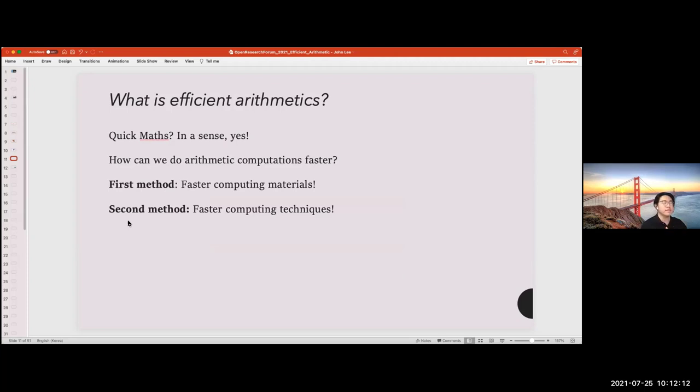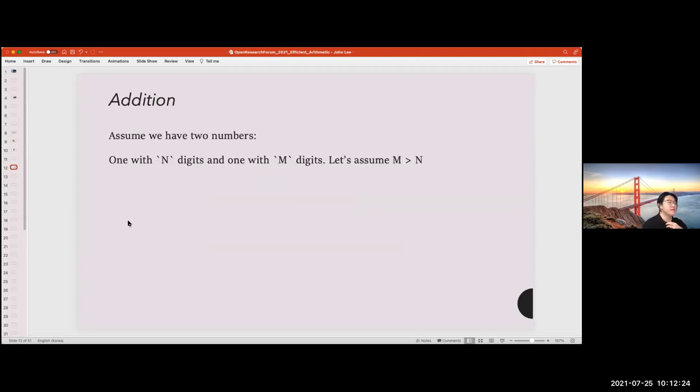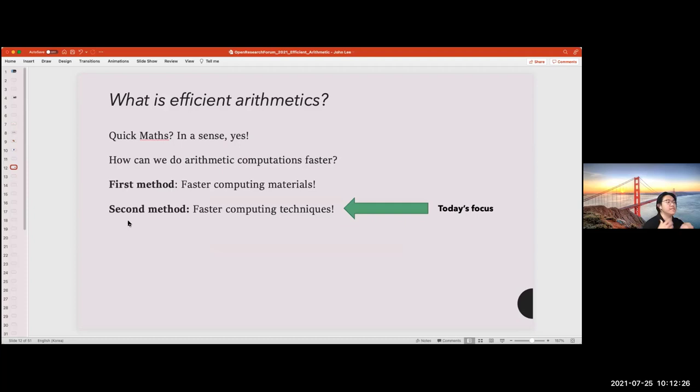This is related to technology, but the second method is faster computing techniques. Faster computing techniques is today's focus and what I'll be focusing on in this seminar. When I say faster computing techniques, I mean faster computing algorithms: how can we add numbers in a quicker way, and how can we multiply numbers in a quicker way?